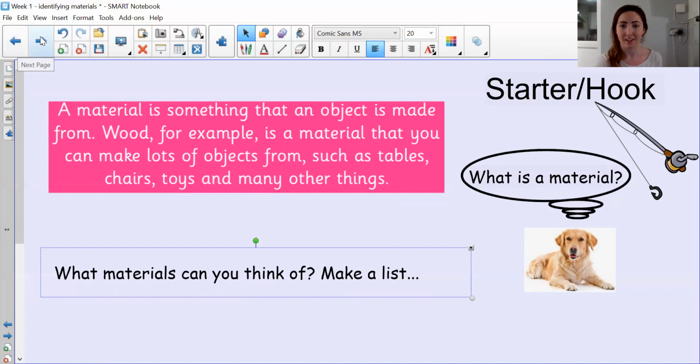Okay, we're going to list a few common materials in a minute, and what they're used for, and you can see if you've got any of those that are on your list.